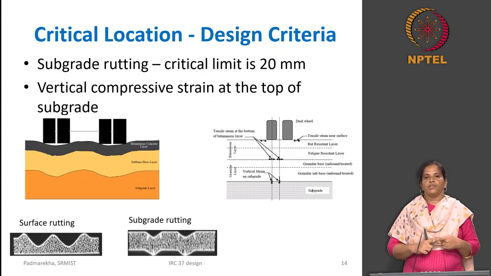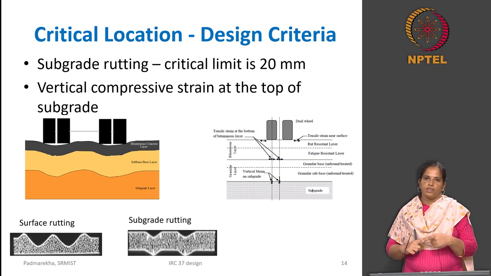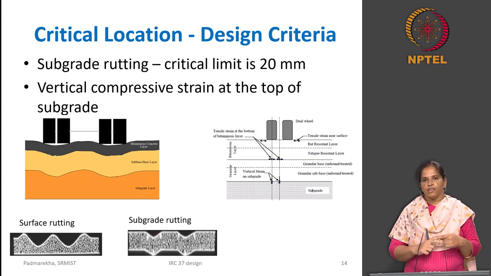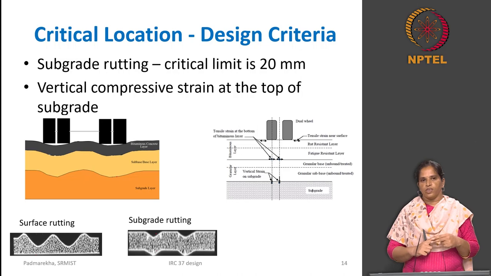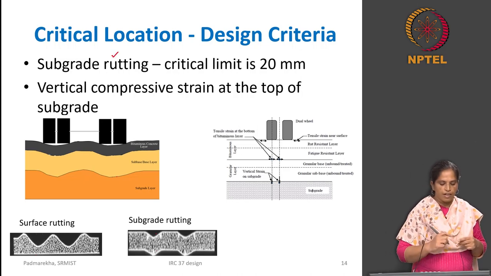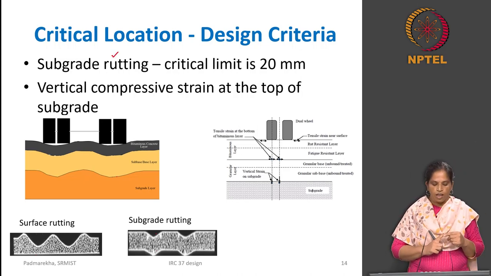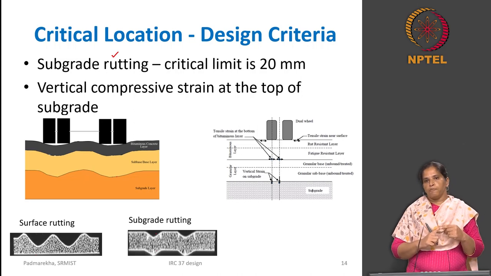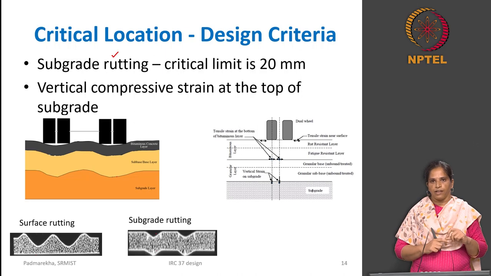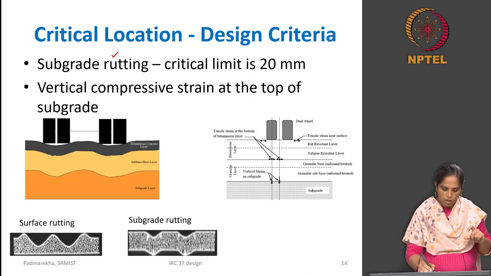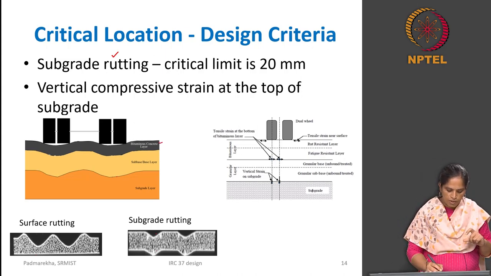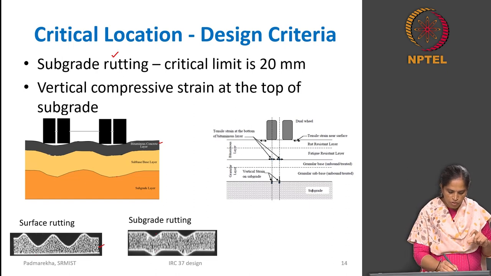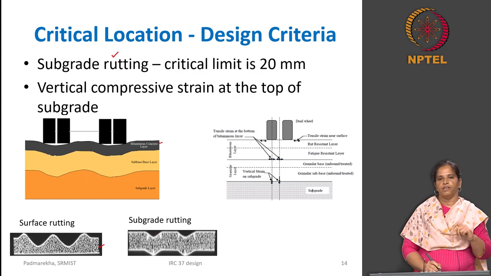Once we determine critical stresses and strain, we need to relate this to the distress. We have seen that we have typically two different distresses. One is subgrade rutting and the other is fatigue damage distress. The rutting can happen in any individual layer, or it can happen in the subgrade layer. If the rutting happens on the top surface, when you core the sample, you will typically see that the bottom of the surface will be straight and the top surface will have a permanent deformation.